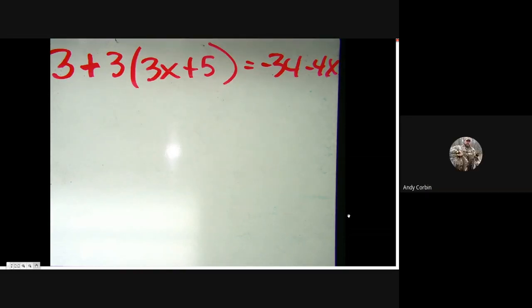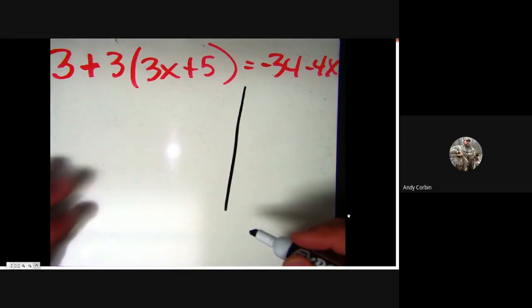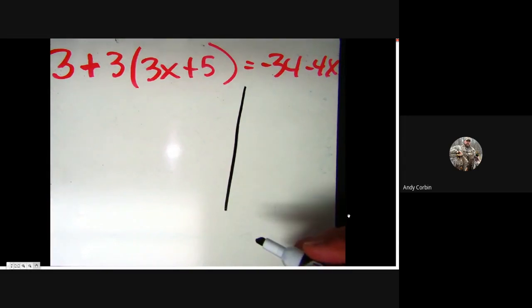All right, let's check this out. I know some of you may not be finished yet. What's going to be my first step? Jace already told us. What is it? Distributive property. Yeah, distributive property.